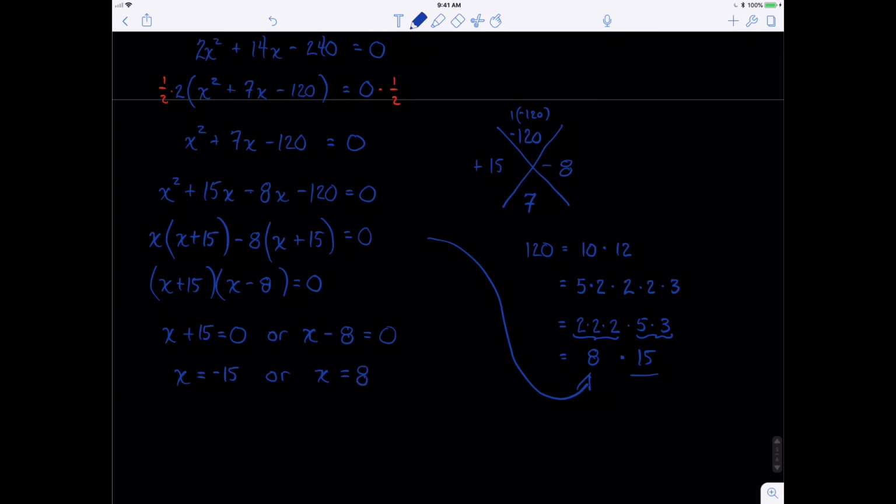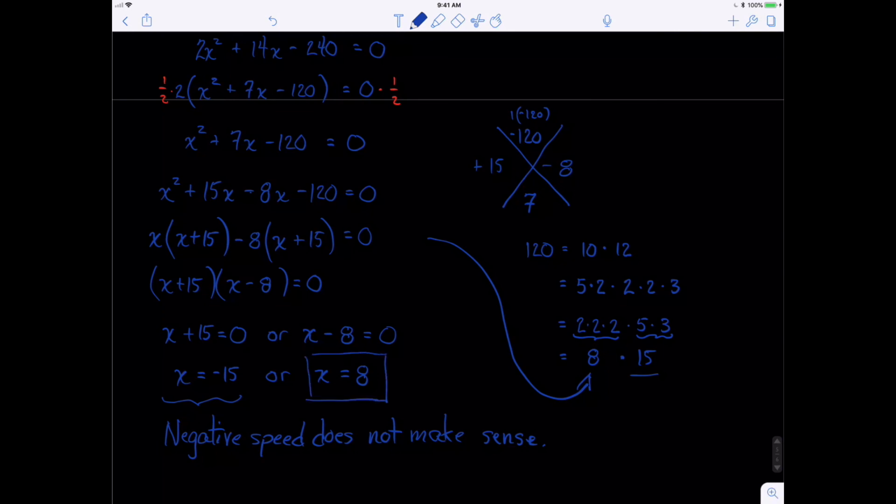Now, here's the interesting part about this, and that is we know it doesn't make sense to have negative speed. So let's make this negative speed does not make sense. So the answer has to be x equals 8.